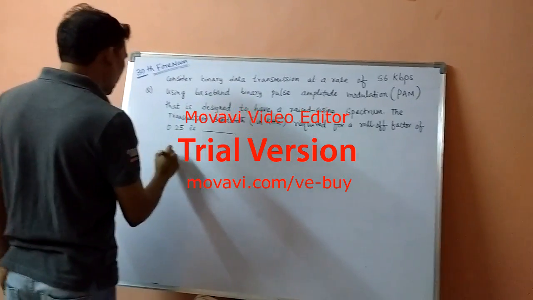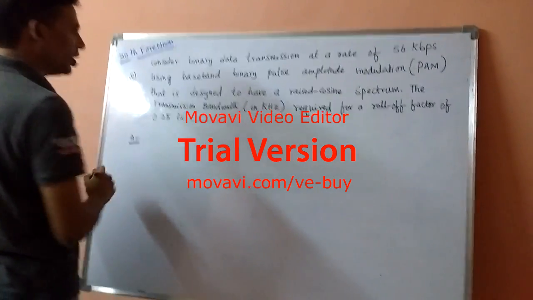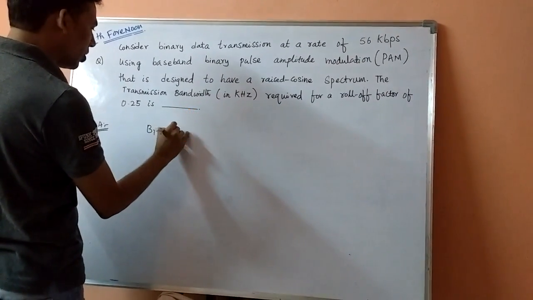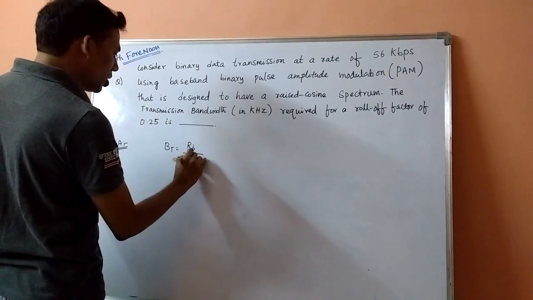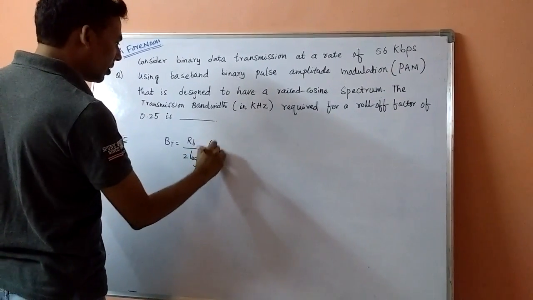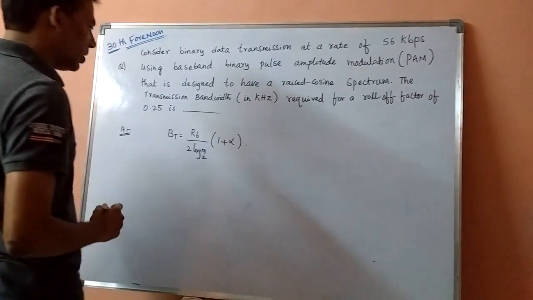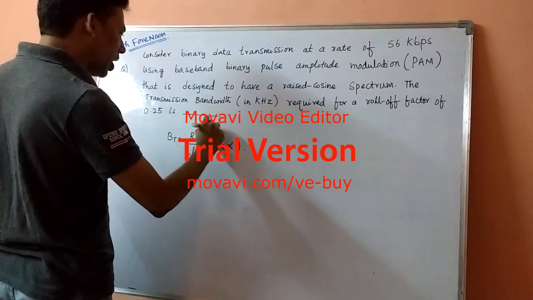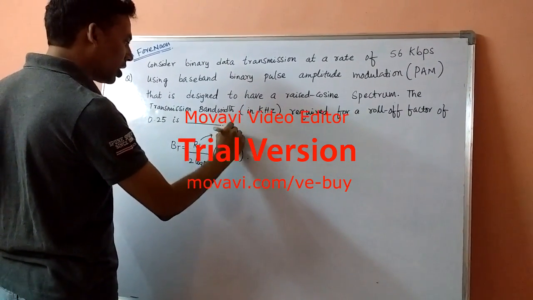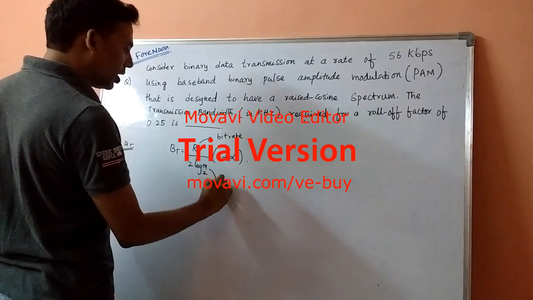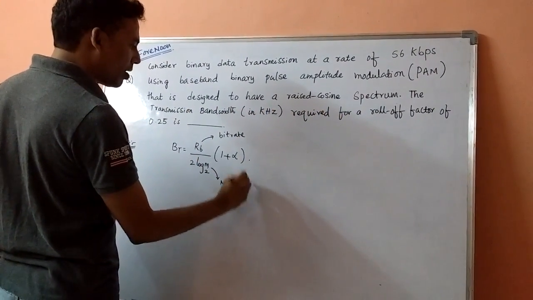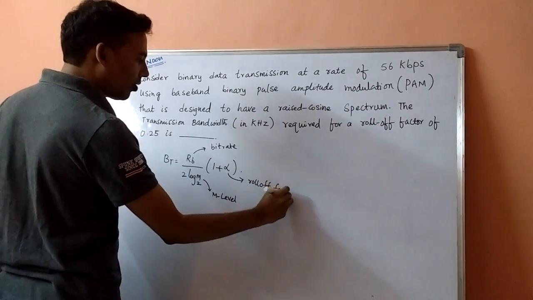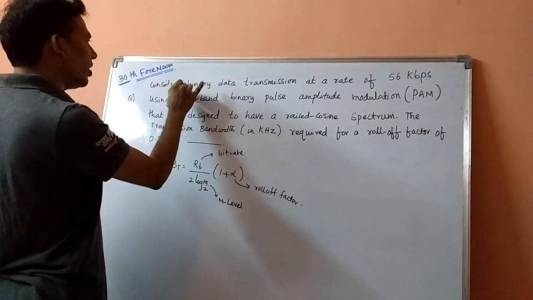Here, the transmission bandwidth formula for PAM modulation with a raised cosine filter is: transmission bandwidth equals RB/2 into log M base 2, into (1 plus alpha), where RB is the bit rate, M is the number of levels, and alpha is the roll-off factor. Here it is given that it is binary.